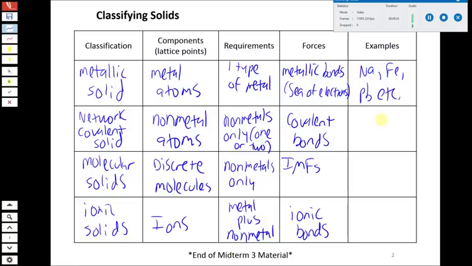Okay, so for network covalent solids, as we talked about, the two forms of carbon, graphite and diamond, which are both just pure carbon, those are examples of network atomic solids with just one type of atom in them. The elements that come directly below carbon on the periodic table, silicon and germanium, so basically all the group 4 elements that are not metals, so the group 4 elements that are either nonmetals or metalloids, those would all be classified as network solids.